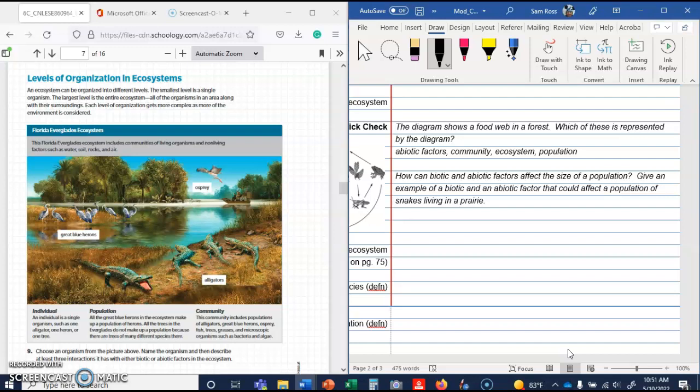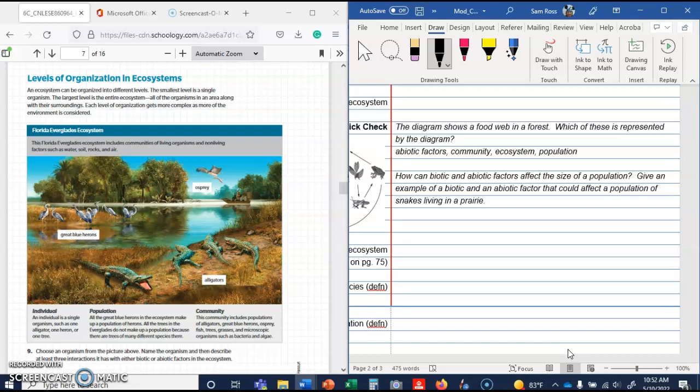Organisms in a population require certain resources in order to survive and flourish. If those resources are limited, those organisms may die. So that's the answer to the first question.